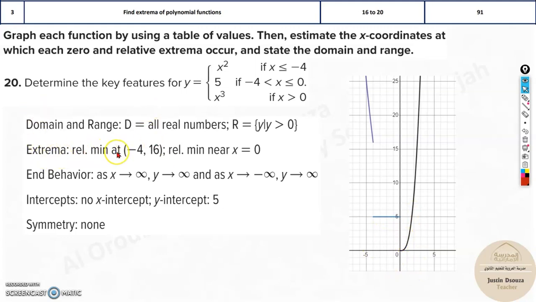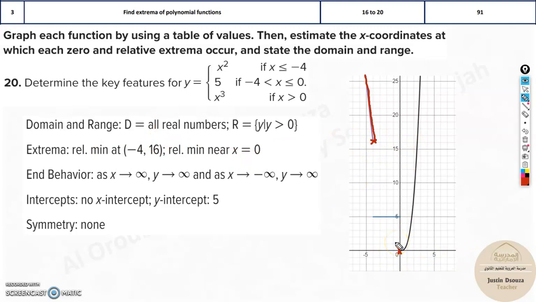Relative minima and relative maxima. Now over here there are two relative minimum points which you can see. One is over here. See, it stops. This is one relative minima. And then over here is another relative minima, because you can see this is the turning point. So there are two relative minima. It's at -4 and 16, and x is at 0.